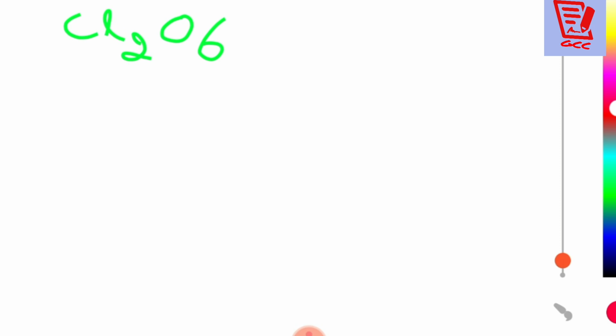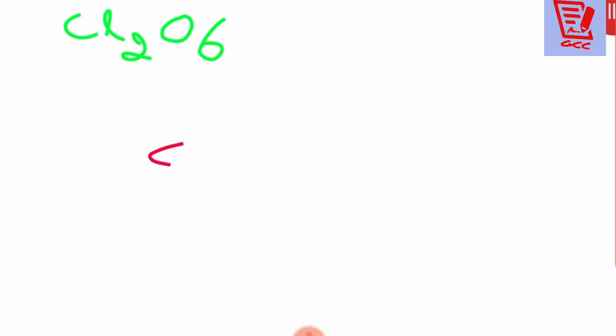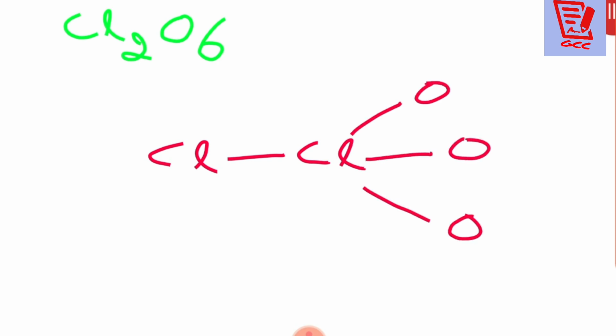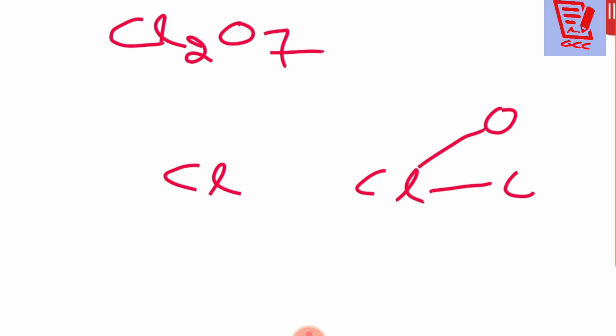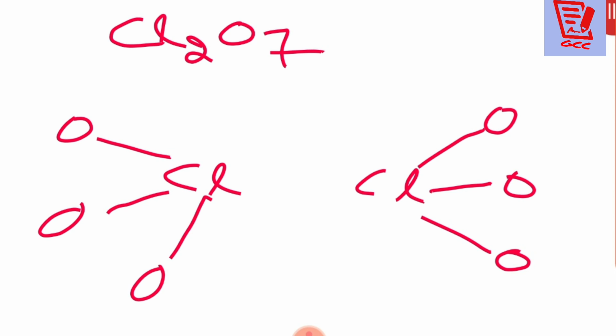Okay students, now the rest of the other structures you just have to learn. We have Cl2O6. Whenever we are talking about Cl2O6, this is a simple structure, like that. This is the structure of Cl2O6. Same way we can make one more structure here, Cl2O7. Whenever we are talking about Cl2O7, usually what we say is like that. You have to learn it only, you have to remember this.